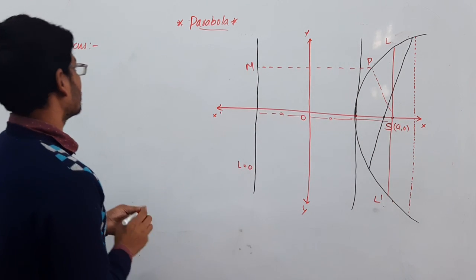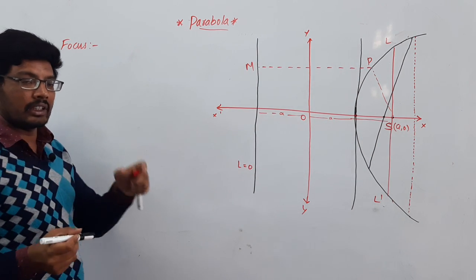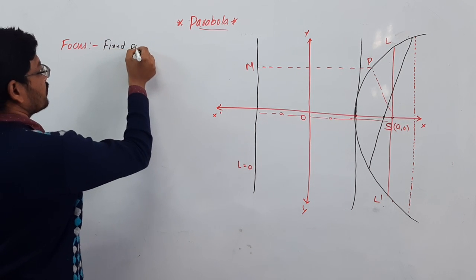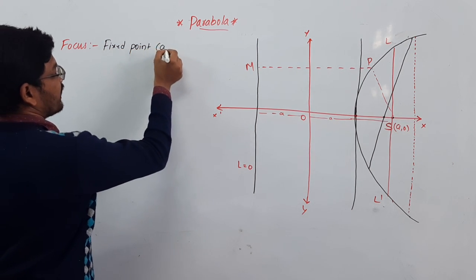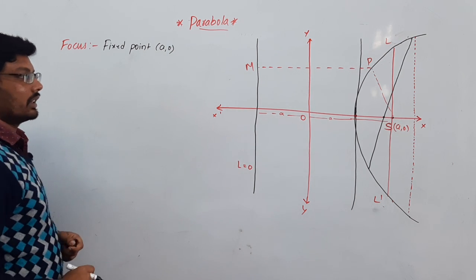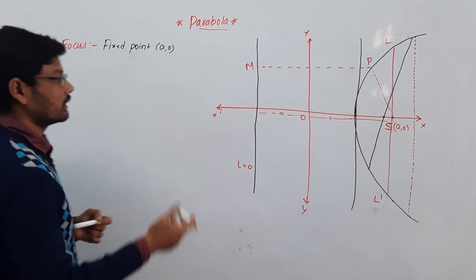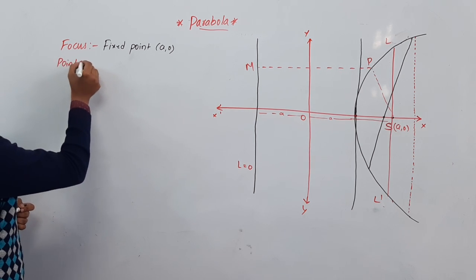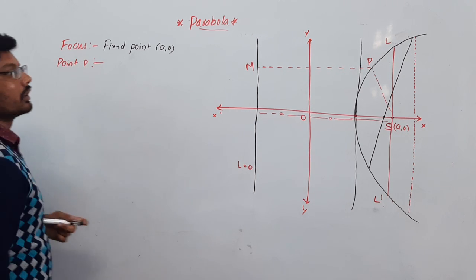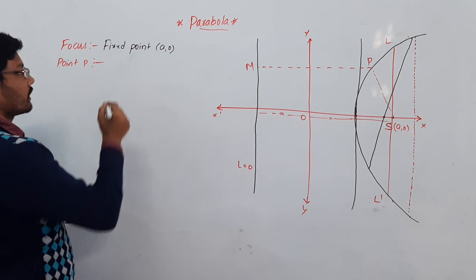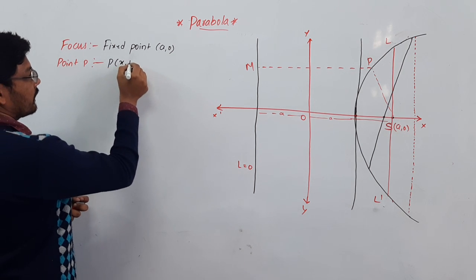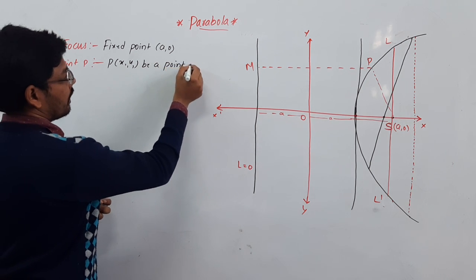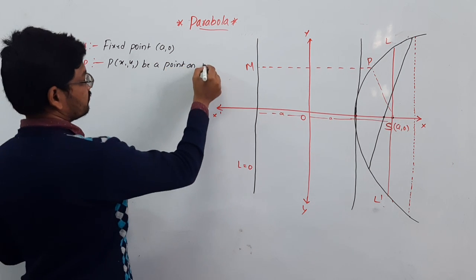This is the focus. I am explaining each and every definition. Focus, a fixed point, that is a comma 0, is called the focus, and the second point is P. Let P of x1 comma y1 be a point on the plane, a point on the parabola.